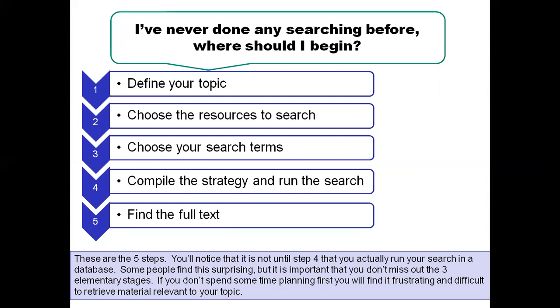So these are the 5 steps, and you will notice that it is not until step 4 that you actually run your search in a database. Some people find this surprising, but it is important that you don't miss out the 3 elementary stages. That is defining your topic, choosing the resource, and then choosing your search terms. If you don't spend some time planning first, you will find it very frustrating and even difficult to retrieve material relevant to your topic.